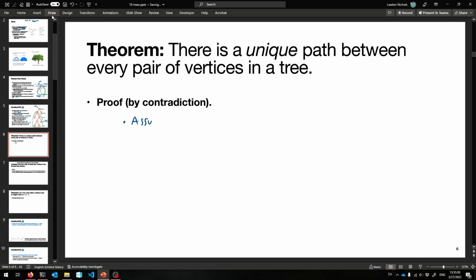So here's how it goes. For the sake of contradiction, if there's not a unique path, then there are two paths. Let's give them names. Let's call one path P and another path Q between two vertices. So that's the opposite of there being a unique path: there being at least two. There are two paths P and Q between vertices U and V, and they're different.